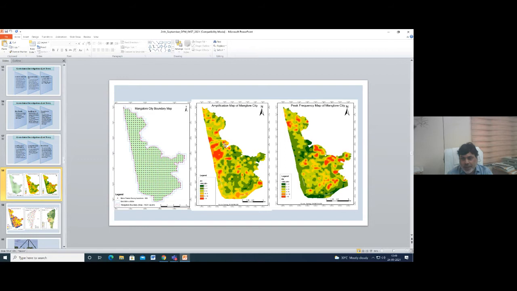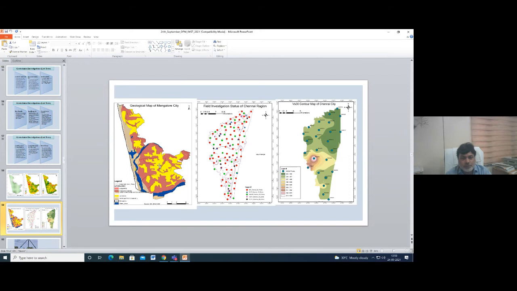And the beauty of this is that if you see the Mangalore city amplification, where the amplification is more it is red, and where it is less it is green. And corresponding to the amplification value, the peak frequency, you find that the highly amplified zone has lower frequency, while the low amplified zone, with harder rock, has high frequency. And if you try to see the geology, that is on the left side of the panel, with the peak frequency and the peak amplification map, we have given the boreholes.